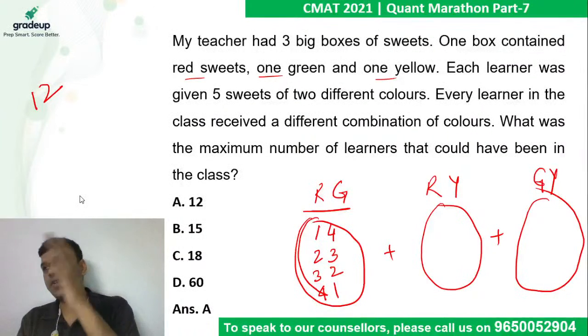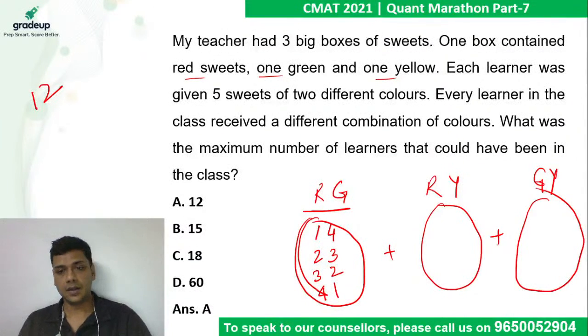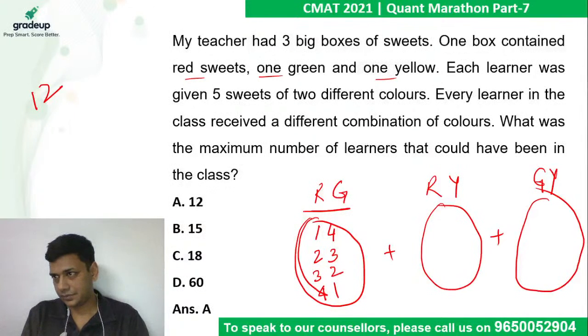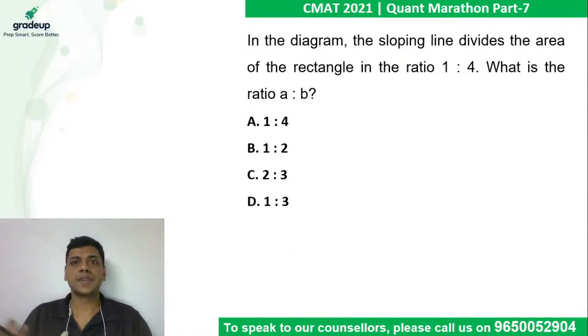So when I say I'm giving 1 and 4, which one doesn't come into the picture? That's what I wanted to tell you. Any doubt here? That's the easiest way to solve it. Not the only way, but the easiest way to solve it.